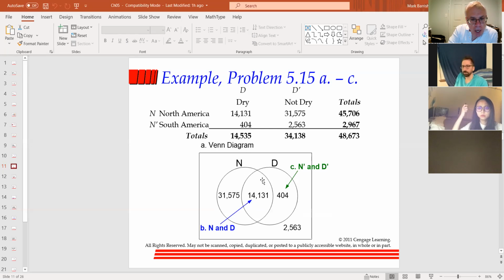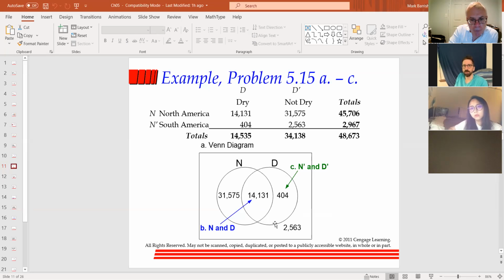Inside the circle for N, how many is there? What's the total for that? N represents North America, right? The number of wells in North America. What's our total inside this circle? What must it be? 45,706. Exactly. This is D, the number of dry wells.